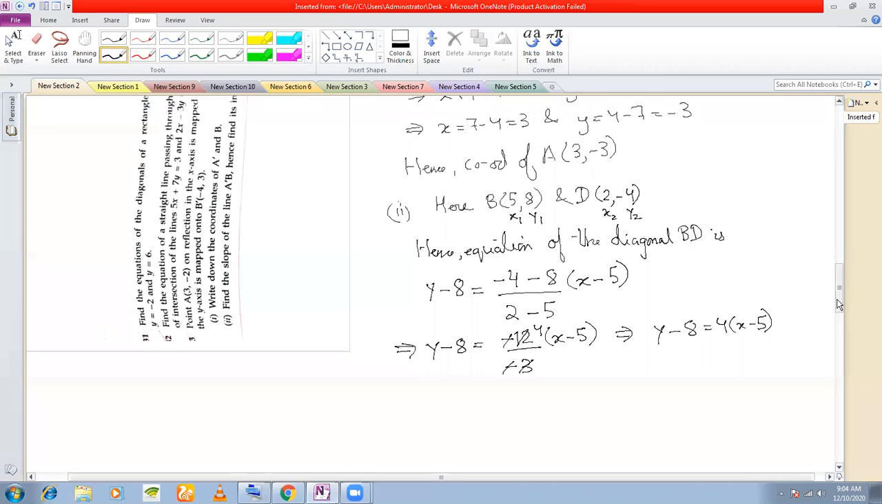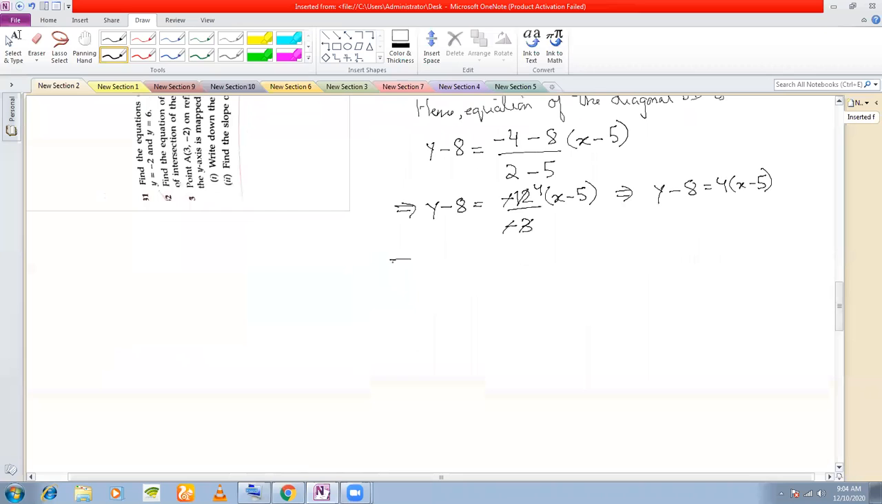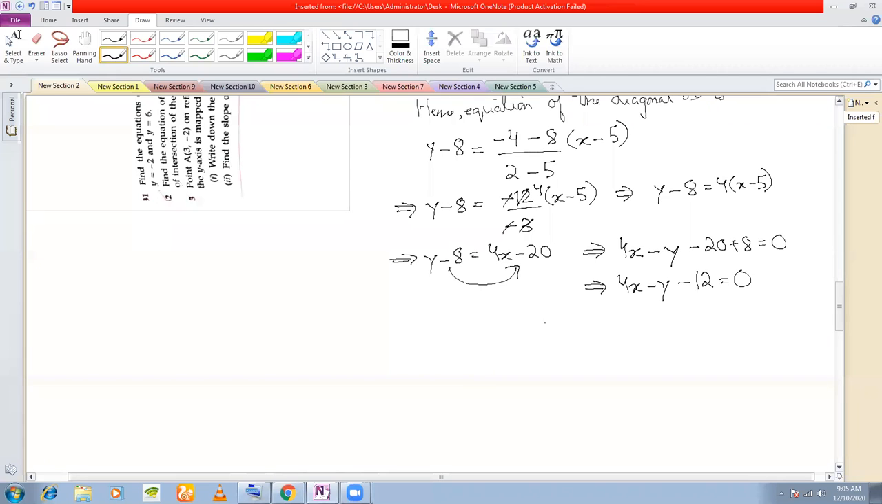Now if you express this in general form, y minus 8 is equal to 4x minus 20. Take everything to one side. You get 4x, take all this to this side, and you get 4x minus y minus 20 plus 8 is equal to 0. Hence 4x minus y minus 12 is equal to 0. That's it. This is the equation of the diagonal BD.